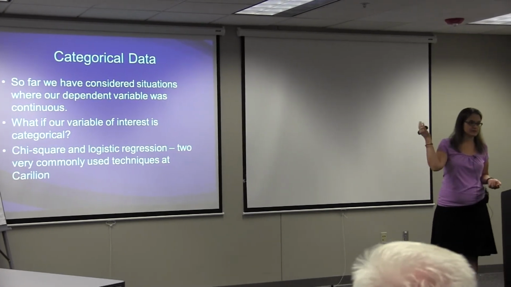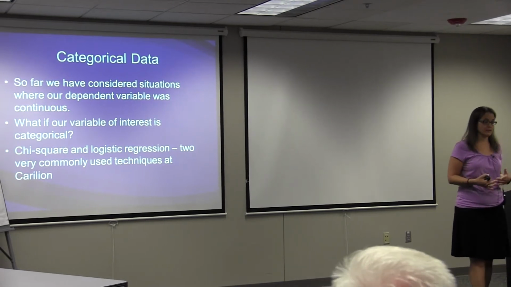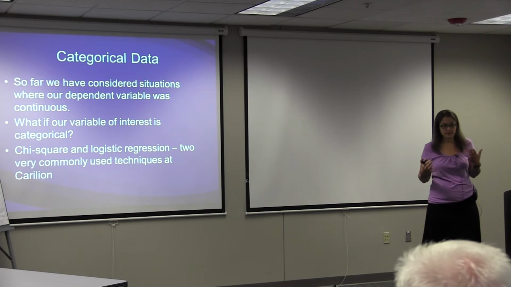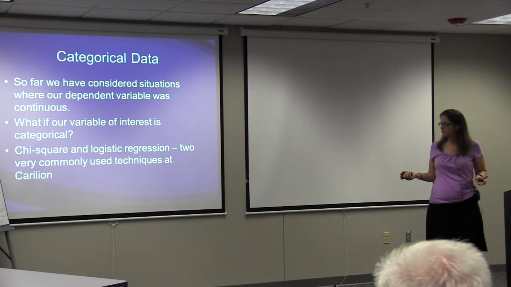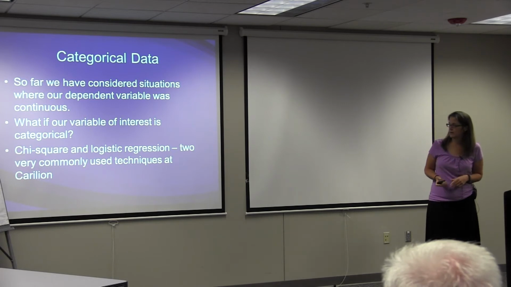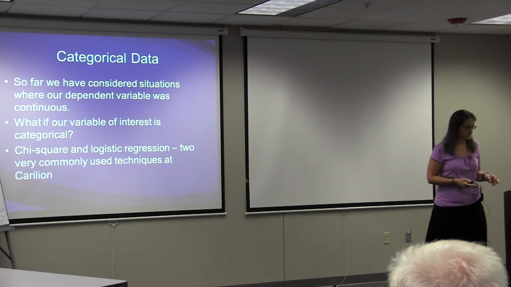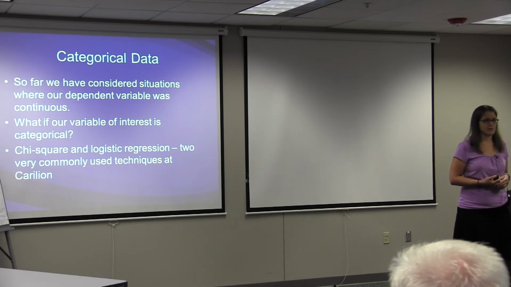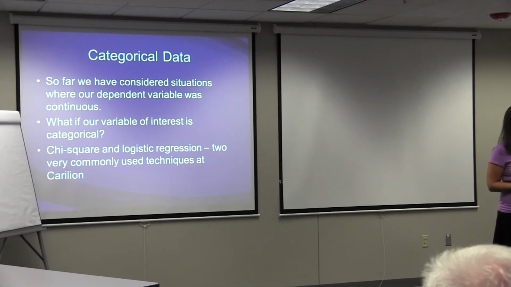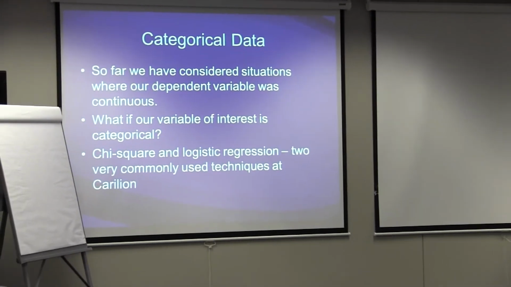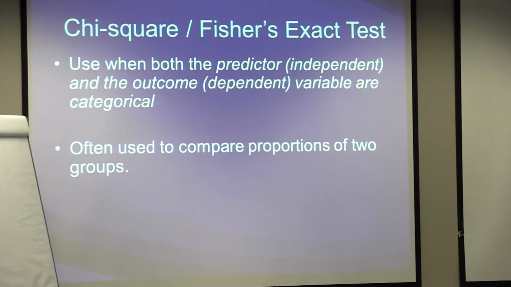Mortality is the first example that jumps to mind. Obviously, there are certain things in healthcare that we're interested in that are yes-no type variables. So two techniques that we'll talk about today are chi-square and logistic regression. I would say these two probably make up maybe 60 or 70% of my work in the end. These are more common than some of the other things we've discussed.